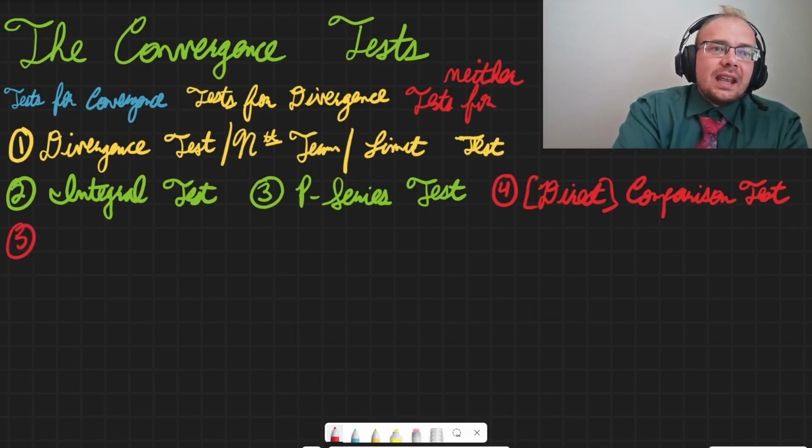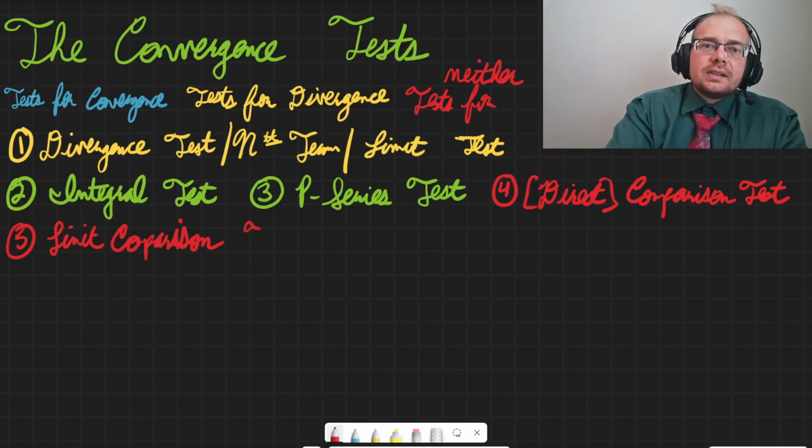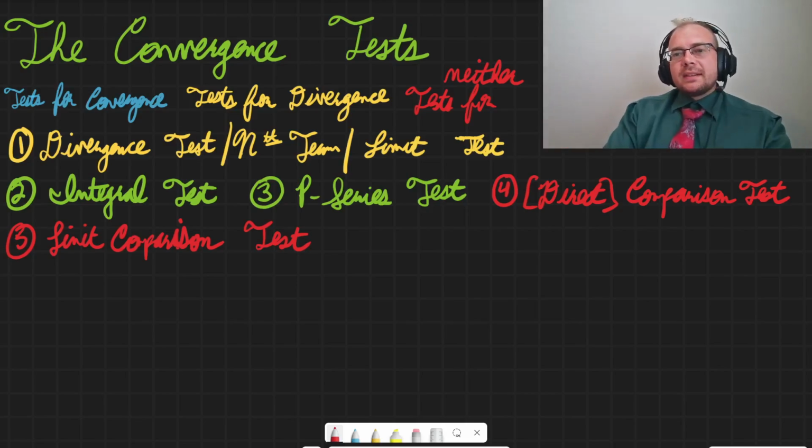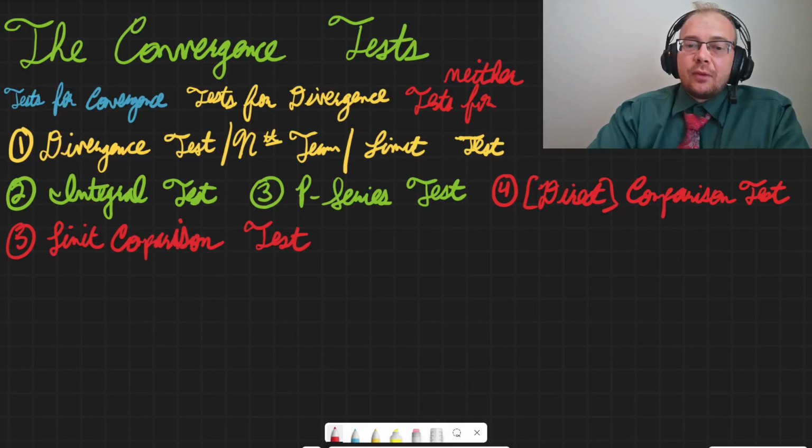And the same thing goes for the limit comparison test, which is my favorite out of the two. So the direct comparison test and the limit comparison test are the only two that are sort of symbiote tests. The rest of them will test for one or the other or both. Most tests test for both.